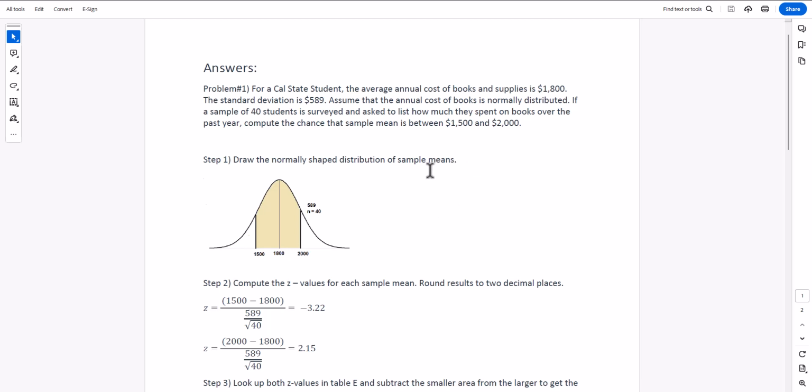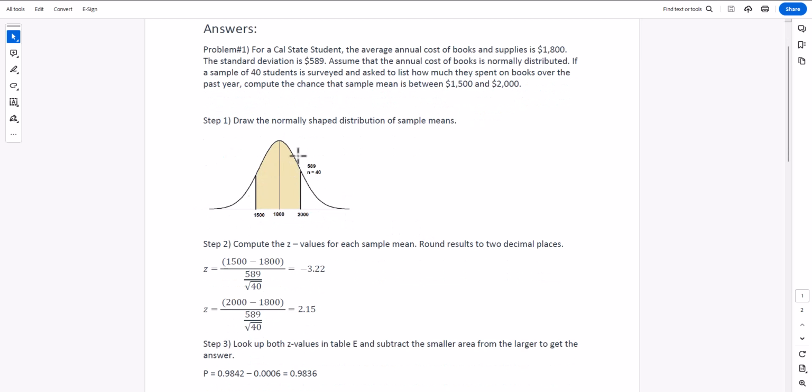So we know we are working with the distribution of sample mean. We have a sample over 30. It has a normal shape. The mean is 1,800. We're looking for the area between 1,500 and 2,000. One hint that helps us determine that we're working with the distribution of sample means is we are given a sample size, n equal to 40.